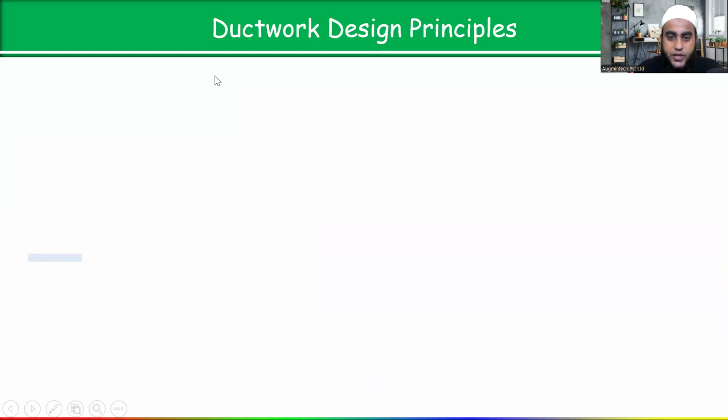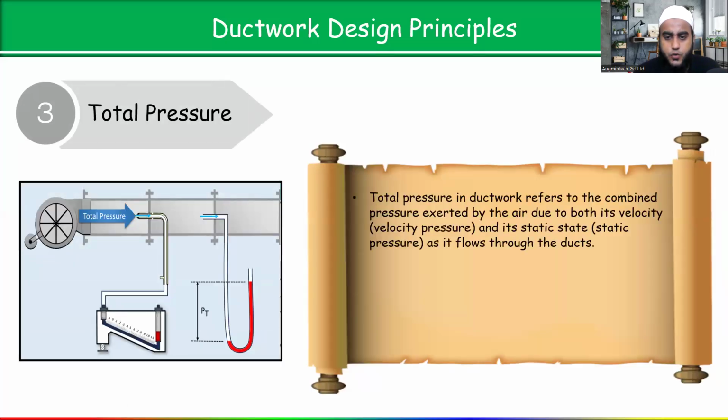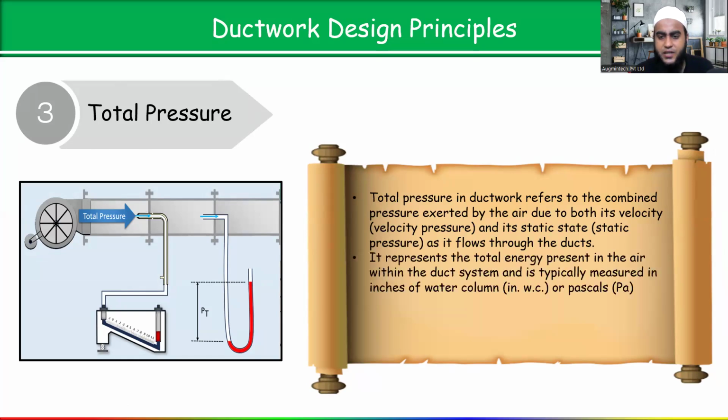Clear? Now next, the total pressure. So what is total pressure? Simple. Total pressure in ductwork refers to the combined pressure exerted by air due to both its velocity and its static state as it flows through the ductwork. It is also measured in inches of water column or Pascal. To find the total pressure, we have a formula: velocity pressure plus static pressure. So you will get the total pressure.